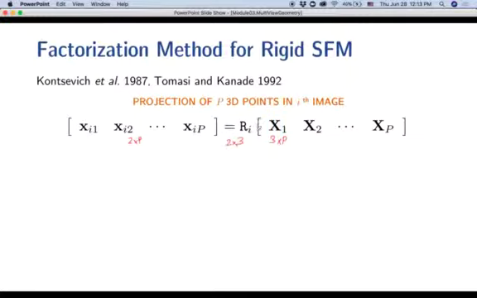But now what do I have? I have a lot of frames. I have 300 of those. I have F of those in general. So I'm going to still write the whole thing. 2 by P, 2 by 3, 3 by P. And then I'm going to write all the P points in all the F frames in one equation. How will I do that?